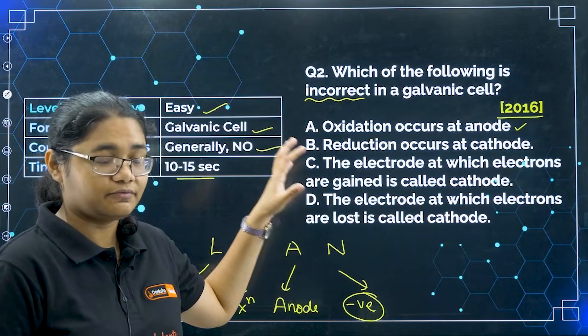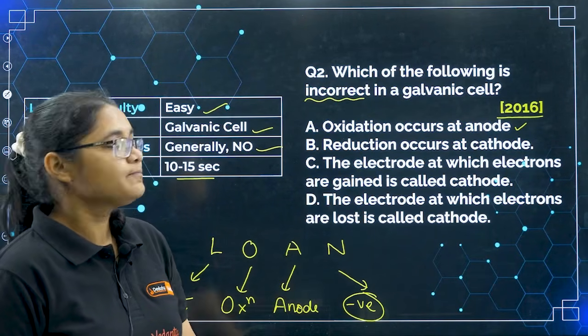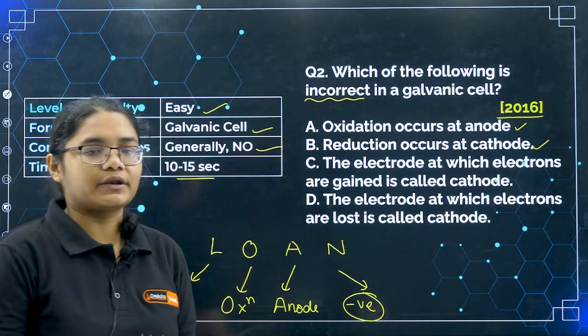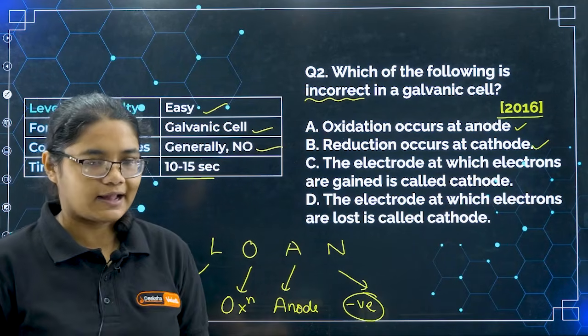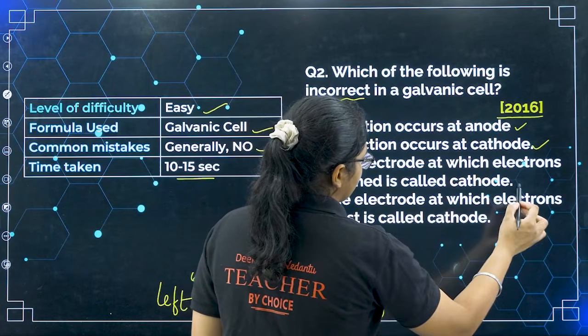Okay, you should be very careful whether it is asking you for correct or incorrect. Next we have, reduction occurs at cathode. Yes, if oxidation is occurring at anode, reduction will occur at cathode. Next, the electrode at which electrons are gained is called cathode.